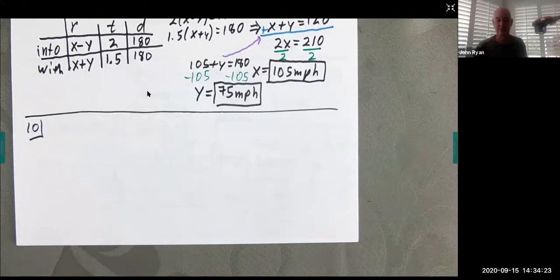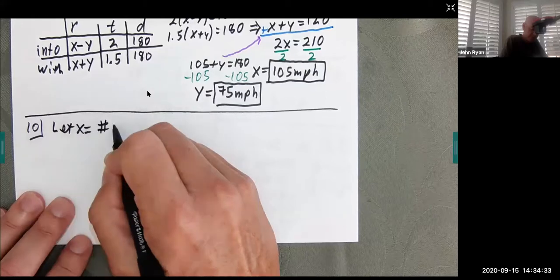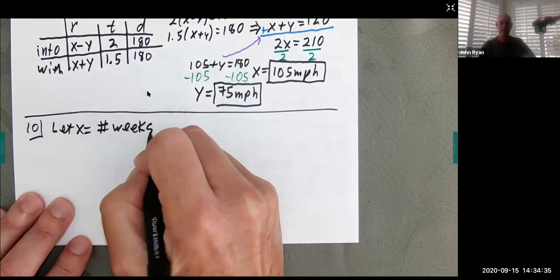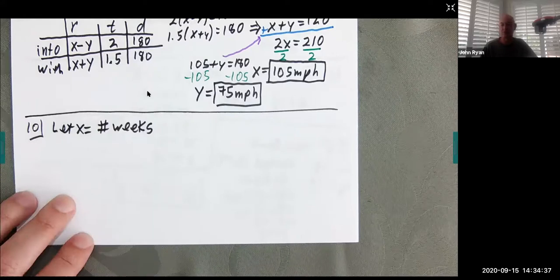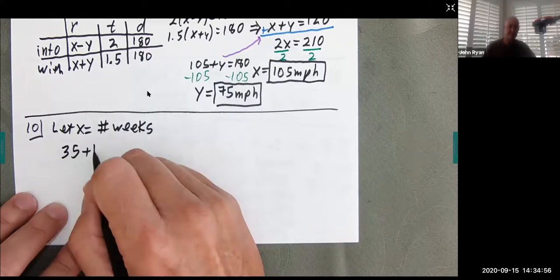So the trick with this one to figure out what you want to let x equal is, what does the question actually ask for? It wants to know the number of weeks. So I'm going to let x equal the number of weeks. And he starts out with $35 already. And the following week, you will have $35 plus $15. And the following week, you'll have $35 plus 2 times $15. Next week, $35 plus 3 times $15. And X number of weeks, it'll be $35 plus $15 times the number of weeks.